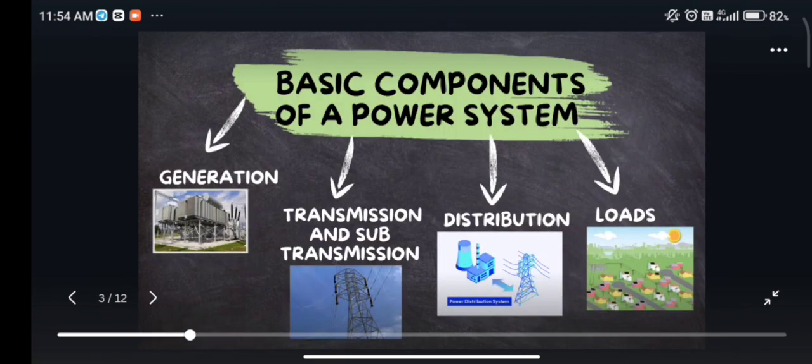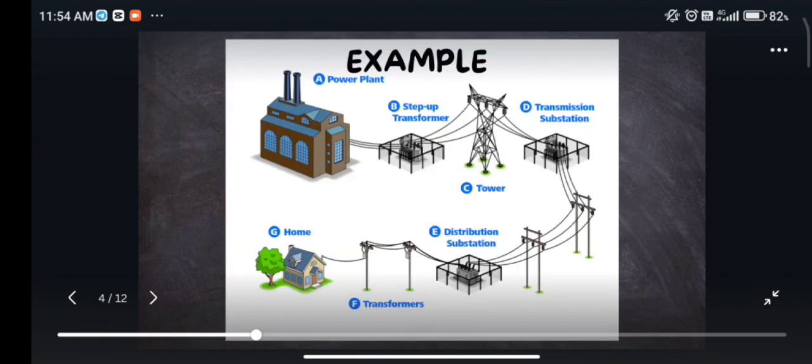Next, these are the basic components of the power system, which are generation, transmission and sub-transmission, distribution and loads. This is an example. It shows A, which is the power plant, B, step up transformer, transmission substation, tower, distribution station, transformer and home.